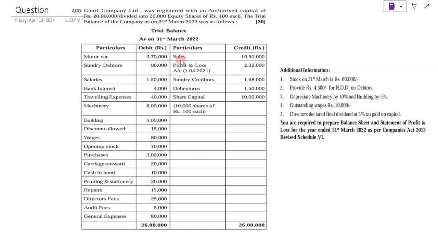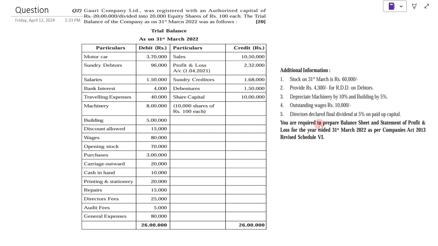Then sales, profit and loss account. This profit is of the last year as on 1st April 2021. Sundry creditors, debentures, share capital is given of 10,000 shares of rupees 10 each.